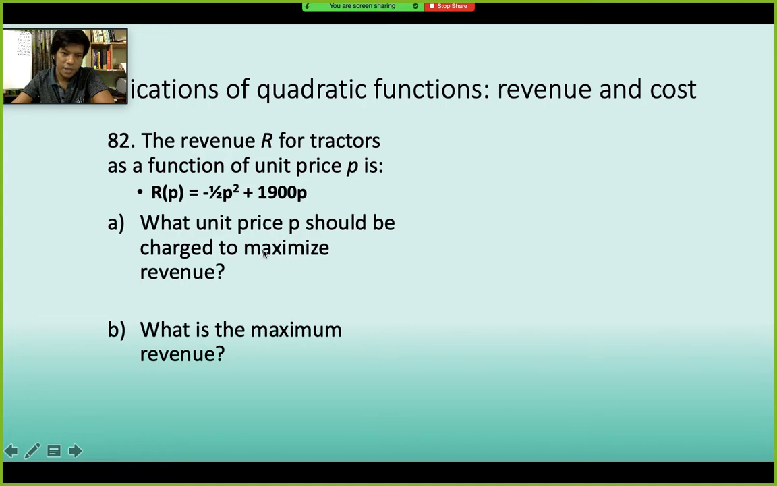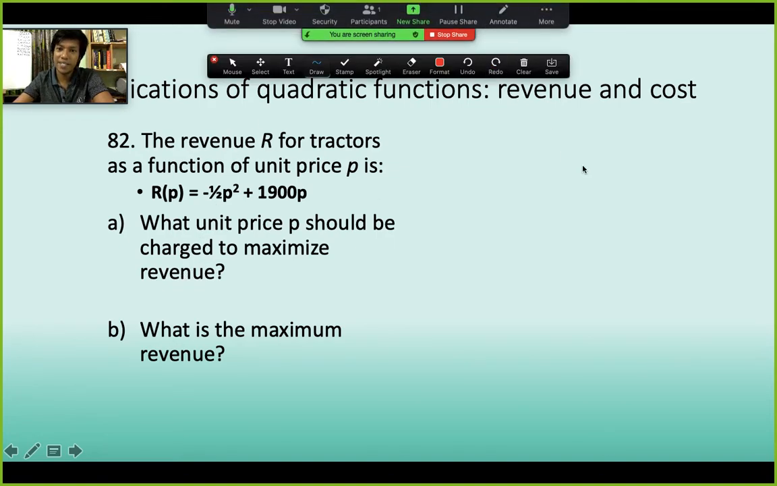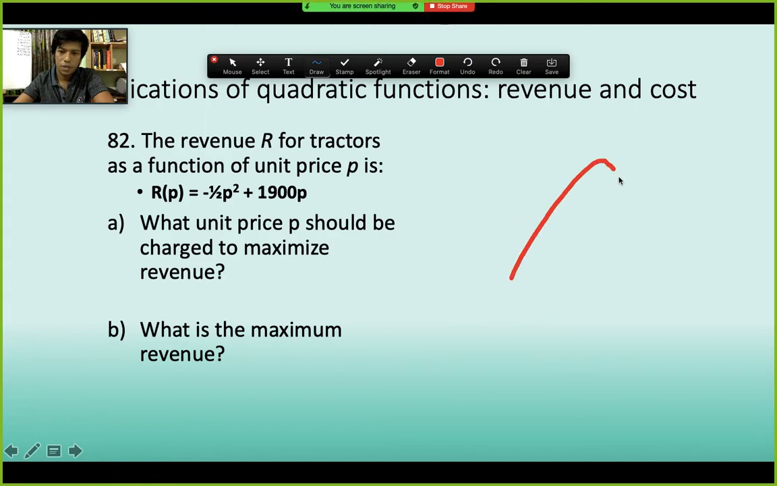Now see, what should the unit price P be for the maximum revenue? See, the question started coming. Maximum. So maximum means what? Like in this graph, the highest point is where? Vertex. That means their question is simply to find out the vertex x value. P is x in this question. That means find the vertex x value.